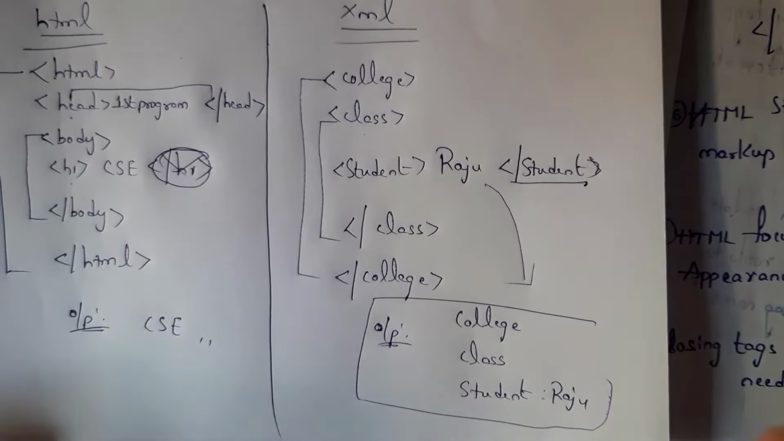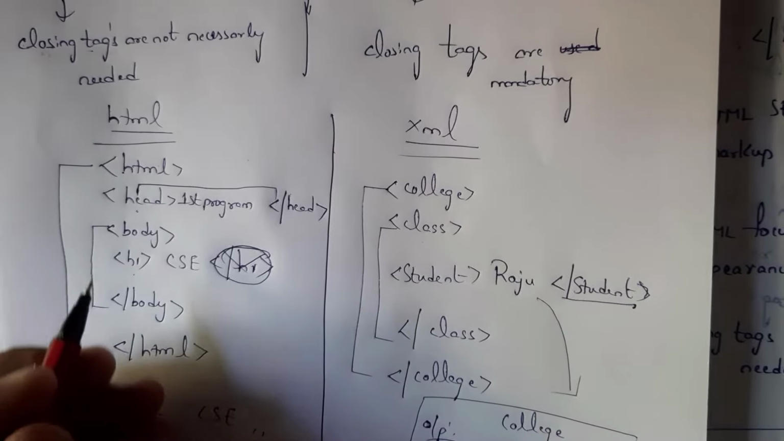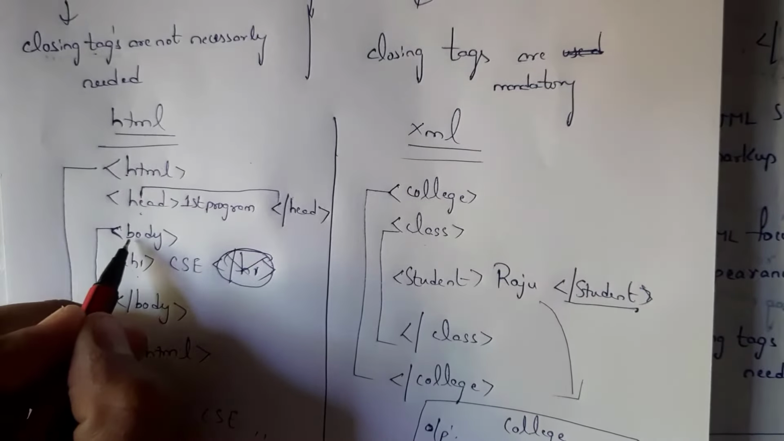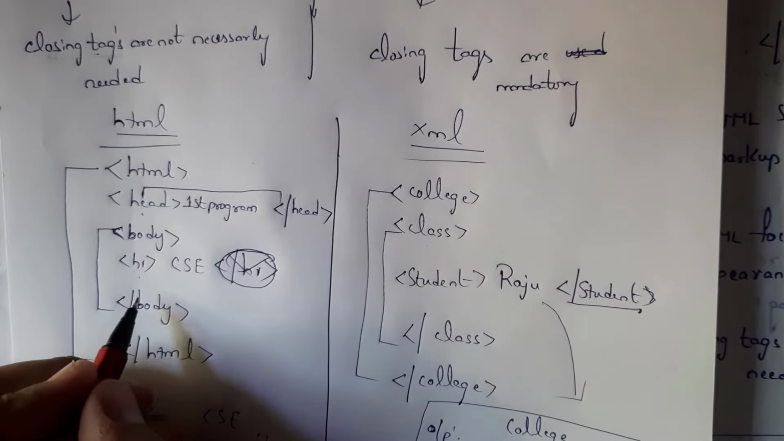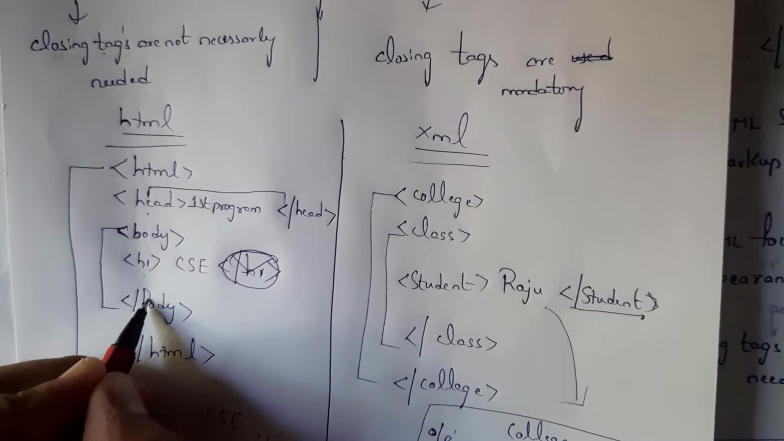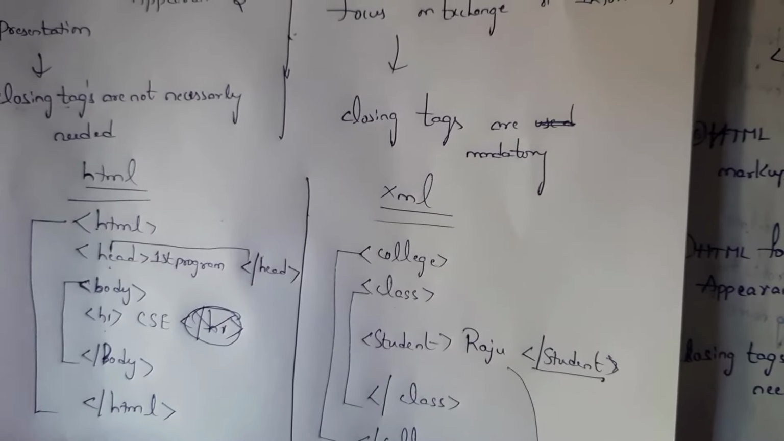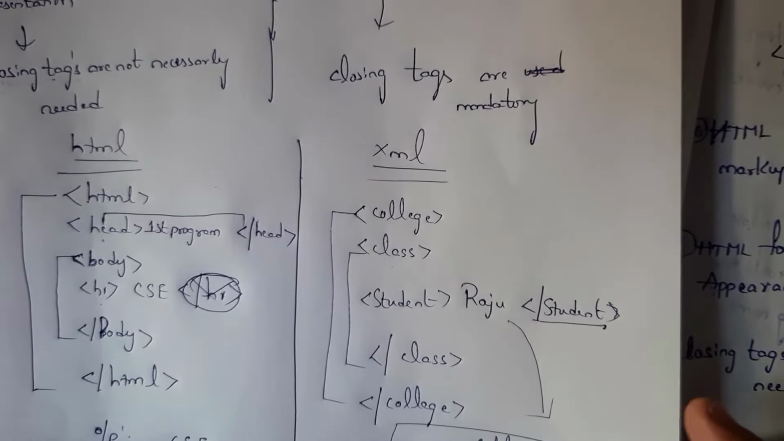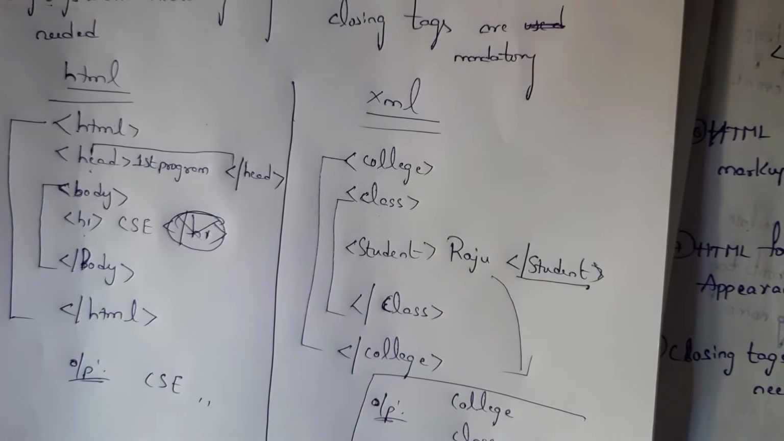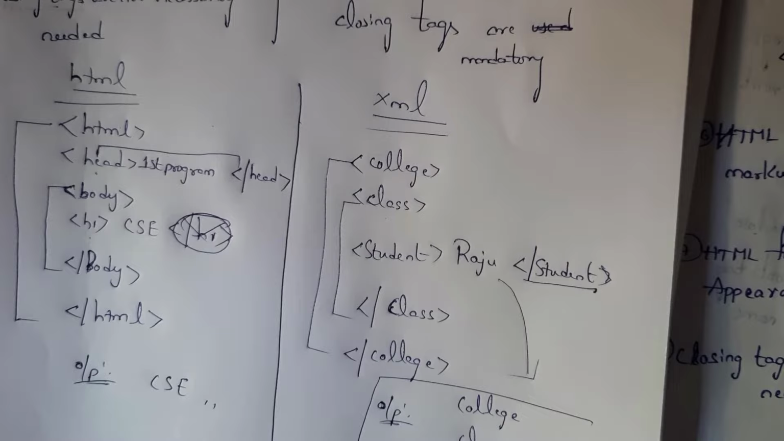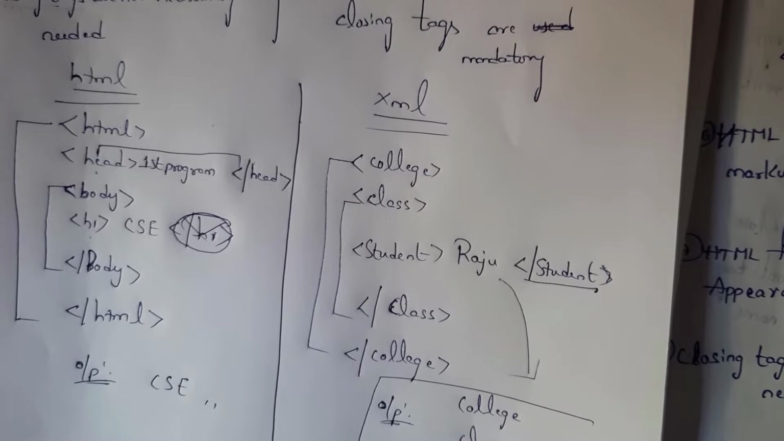And HTML is non-case sensitive. That means capital A and small a both are same. See, in this I gave body as small b here, and for the closing tag I gave capital B. Even if you write like this, output is generated. But in XML capital A and small a are different. For example, here I took small c and here I took capital C, then output is not going to be generated. Output is displayed as error. So HTML is non-case sensitive and XML is case sensitive.